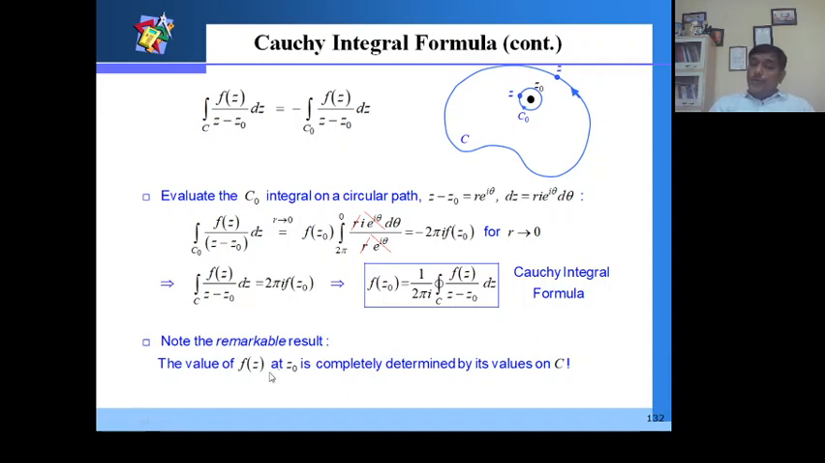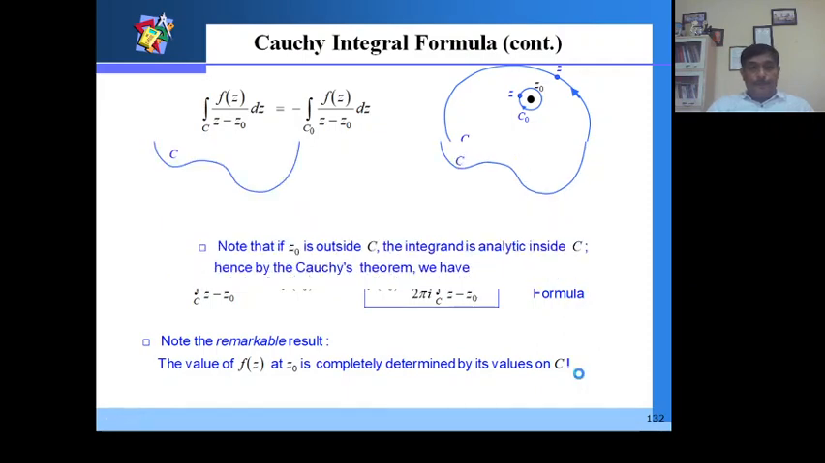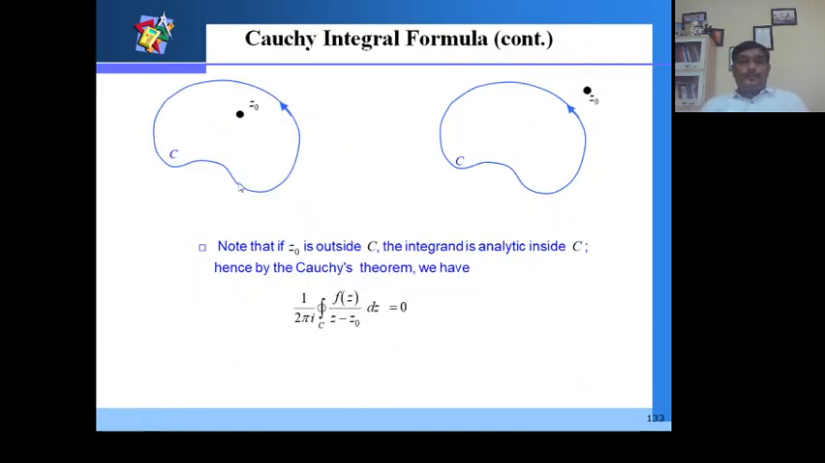We must note here that the value of f of z at z naught is completely determined by its values on c. If z naught is outside, then the value becomes 0. It is only inside the region. Note that if z naught is outside c, the integrand is analytic inside c. Hence, by Cauchy's theorem, 1 by 2 pi i times the integral over c of f of z divided by z minus z naught dz is equal to 0.